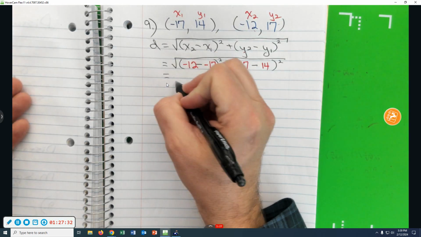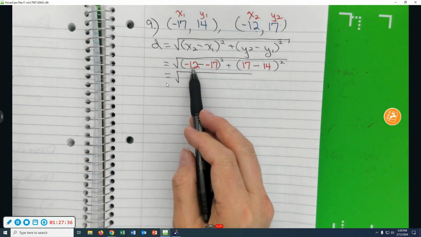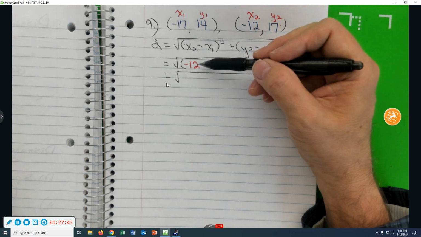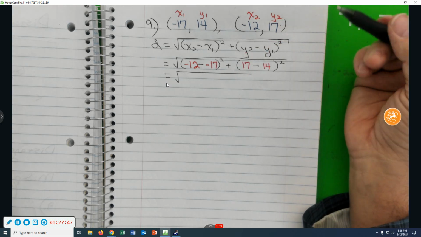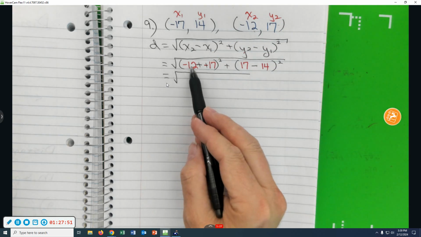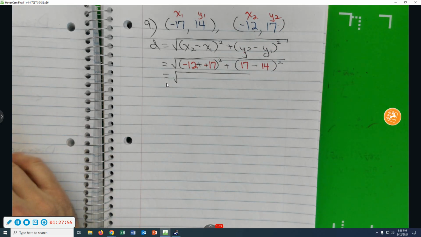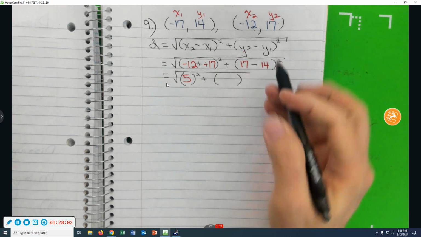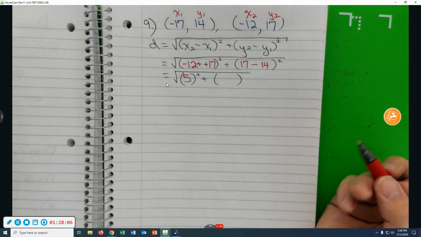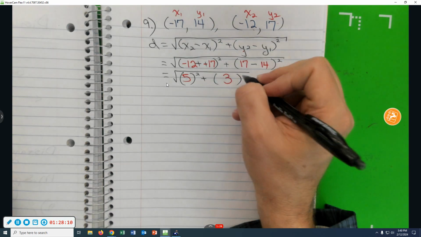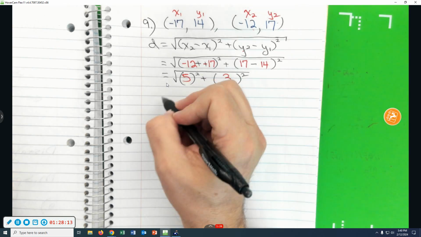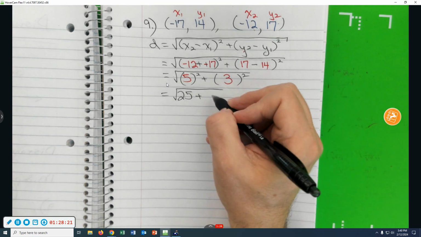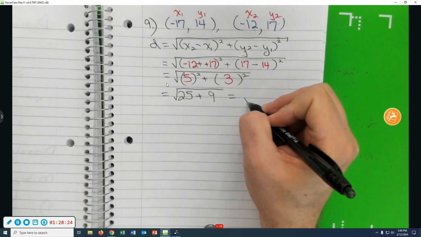So now we've got to simplify this. Negative 12 minus a negative 17. What's going to happen to these double negatives here? They become plus a positive. So what's negative 12 plus 17? 5. So we have 5 squared plus 17 minus 14, which is 3 squared. 5 times 5 is 25, plus 3 squared, so we have the square root of 34.